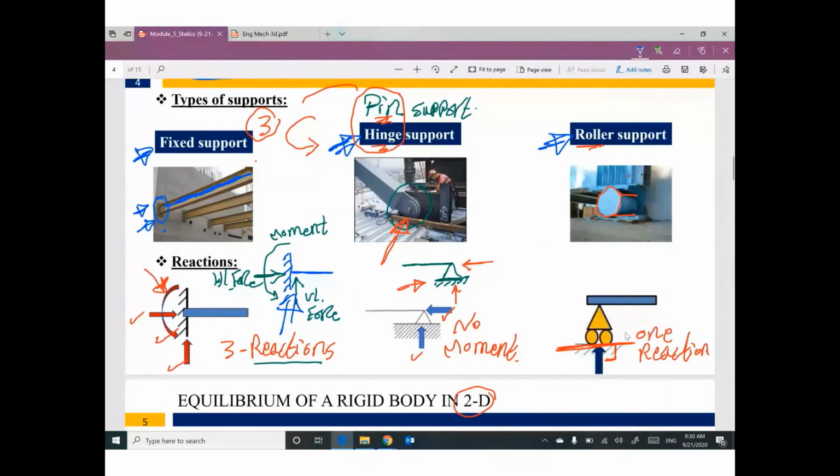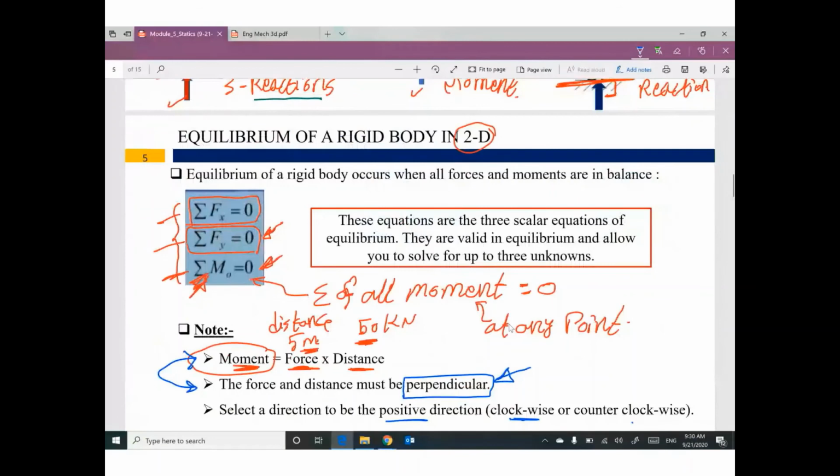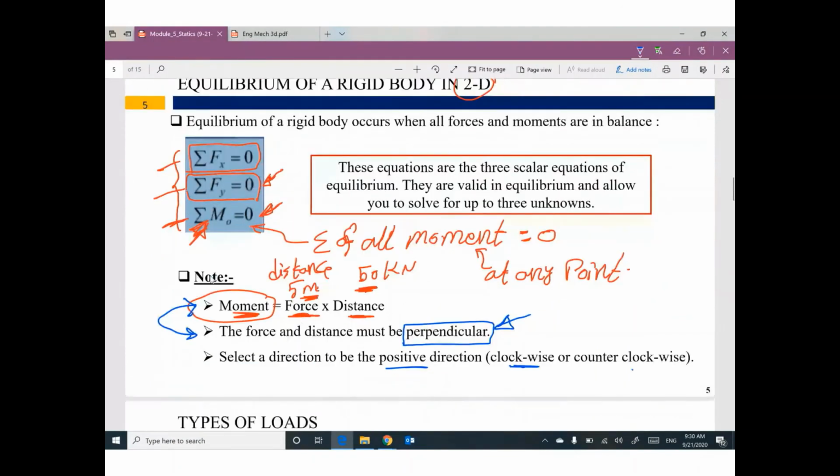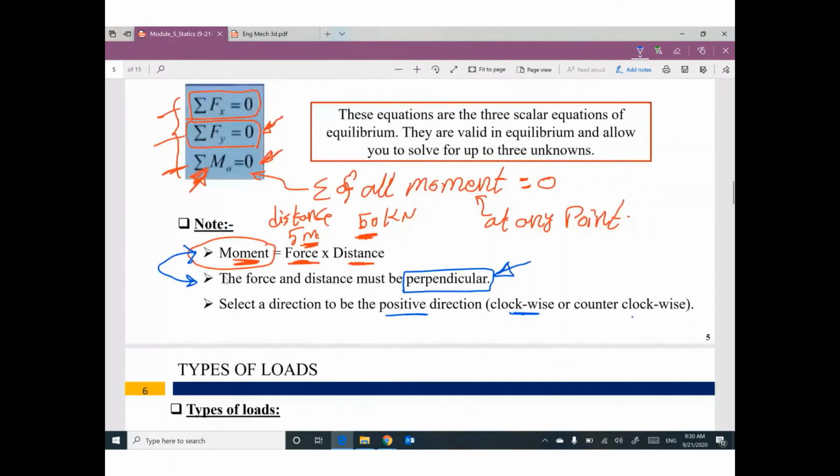If you are talking about equilibrium of a rigid body in 2D, we have new equilibrium equations. Summation of all forces in X equals 0, summation of all forces in Y equals 0, summation of moments at any point equals 0. I will discuss this equation in more detail next time. But in your mind, moment means force times distance. It's very important. This force and this distance must be perpendicular.